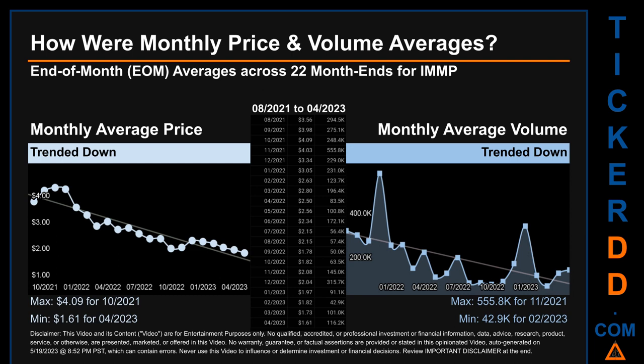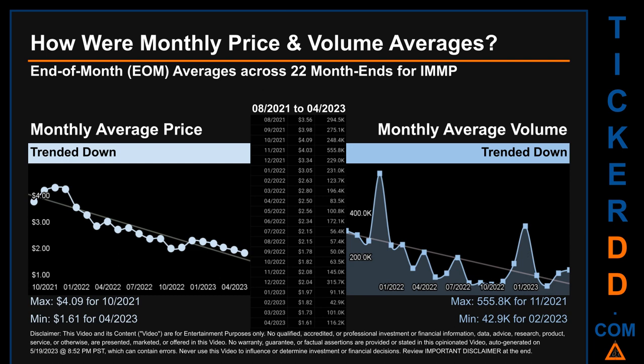How were price and volume averages for IMMP? Across 448 trading days, there were a total of 22 month ends, of which monthly averages for daily price and volume were calculated. Overall, monthly price average trended down while monthly volume average trended down.